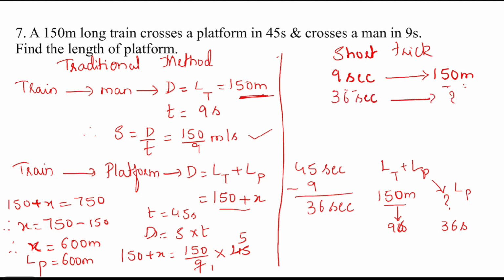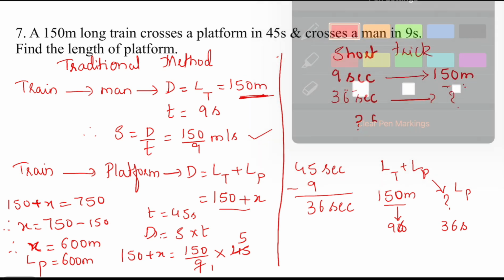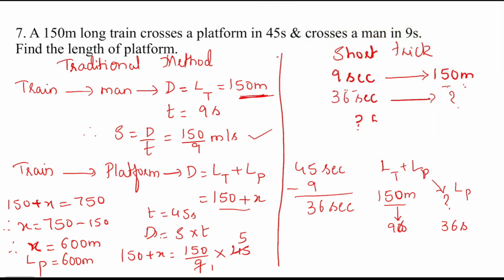And how much length? 9 seconds to cross 150 meter. So 36 seconds to cross how much meter? So 36 divided by 9, 36 divided by 9 into 150. So 9 ones are 9, 9 fours are 36, 15 fours are 60, and this 0, 600 meter, isn't it?